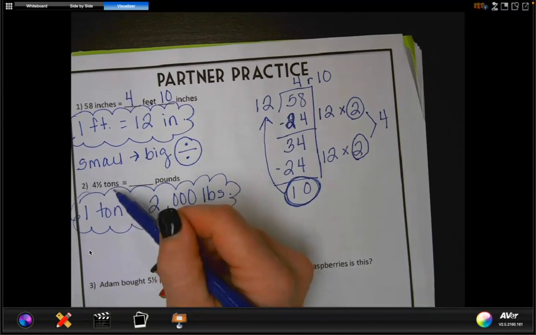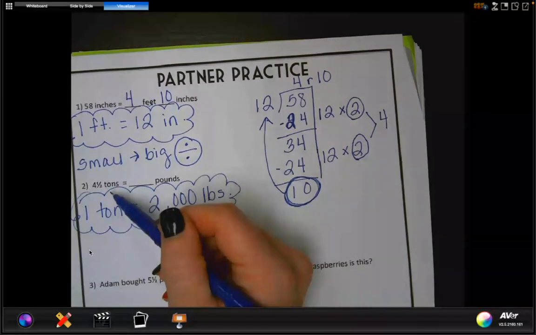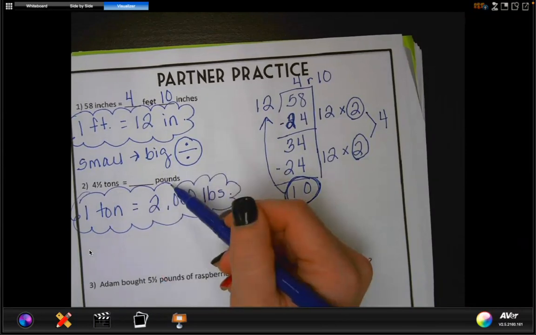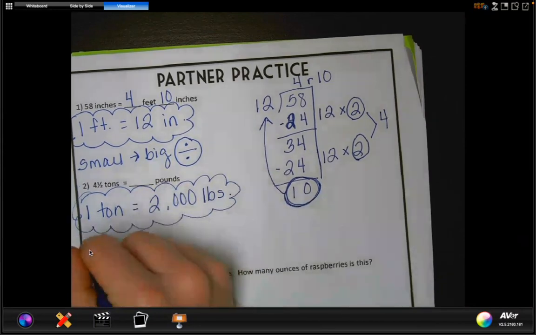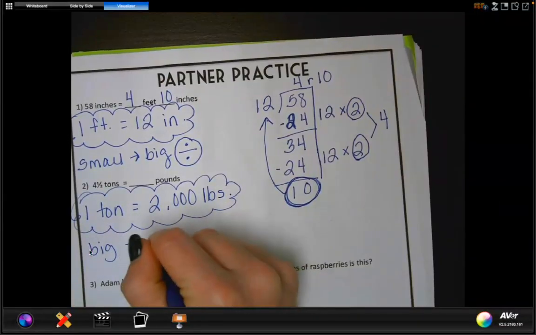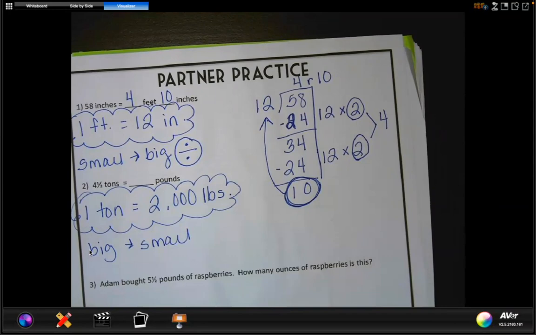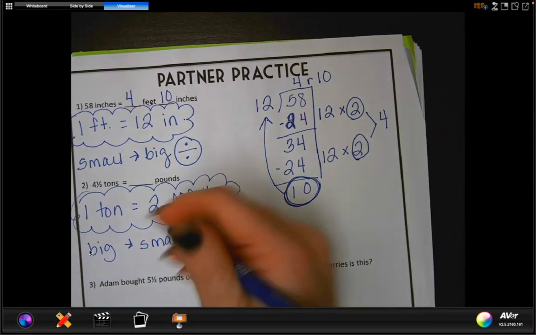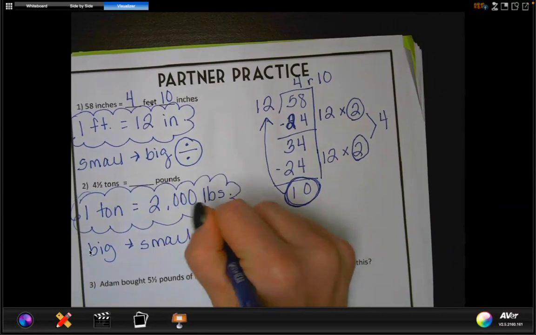Well, we know tons, that's what you use to measure the weight of like elephants or cars. Pounds, that's what you would use to measure the weight of like your desk or an adult person, right? So that means we're going big to small. Tons are a lot bigger than pounds. I mean, it takes 2,000 pounds just to make a ton, right? So tons are pretty big. So we're going big to small. That means we're going to multiply, okay?